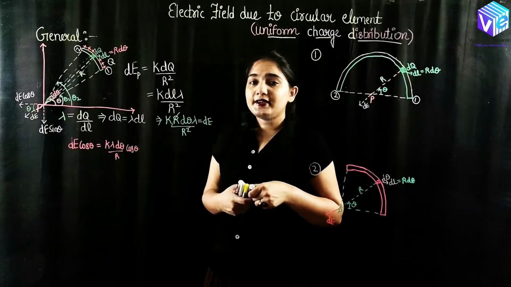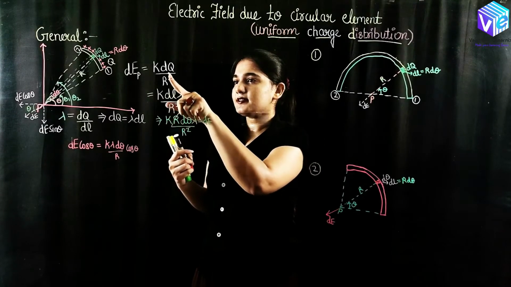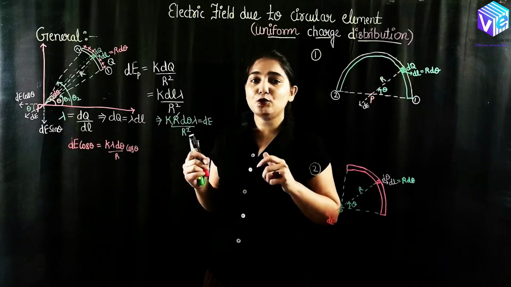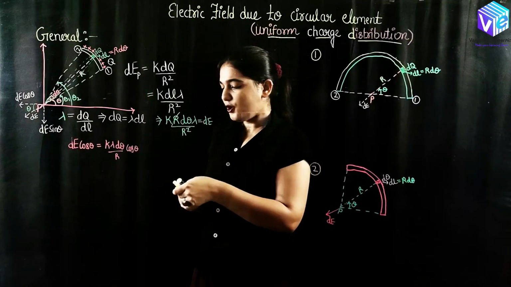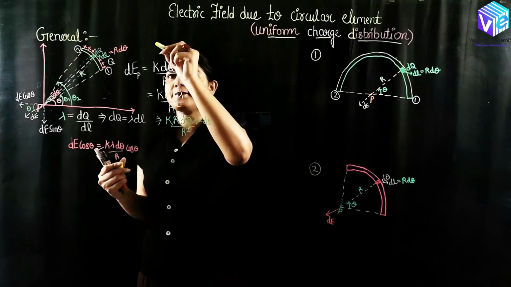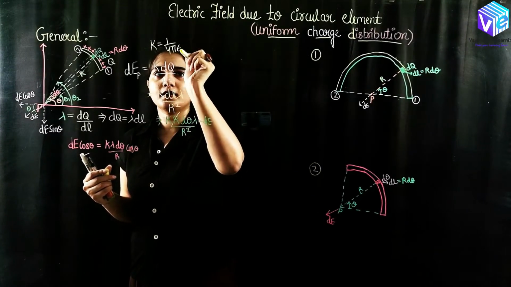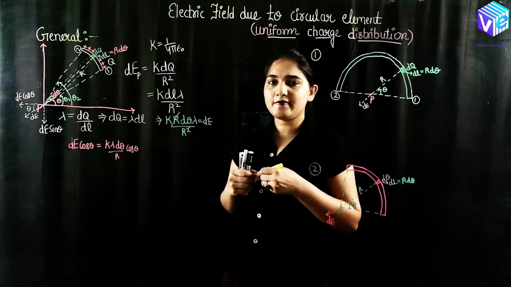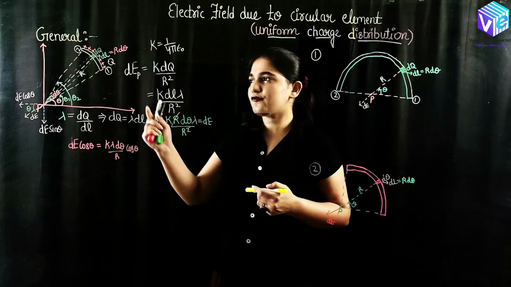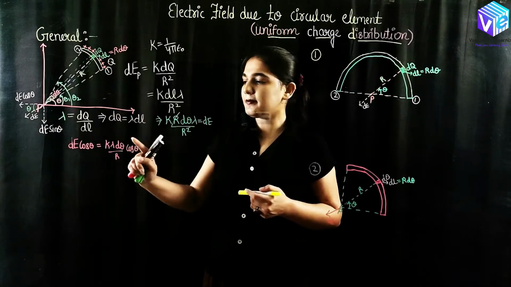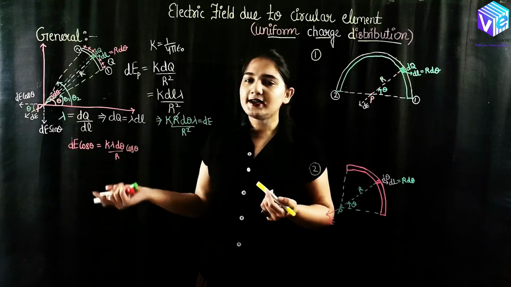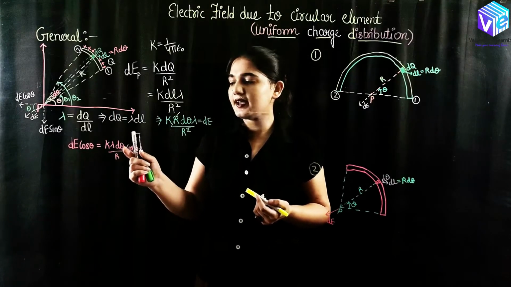Okay, so now why we did all of those processing, why we replaced dq with lambda dl and dl with r d theta, so that I will be having only the variations in terms of theta. Okay, so here you can see I have k which is constant. K is 1 upon 4 pi epsilon naught. So if my medium is vacuum, k will be 1 upon 4 pi epsilon naught. K value is fixed. Now lambda is fixed for this given circular element. I have already taken the uniform charge distribution. Now the r is also fixed. The only thing that is varying here is theta.